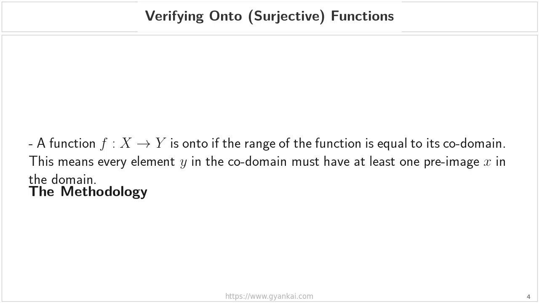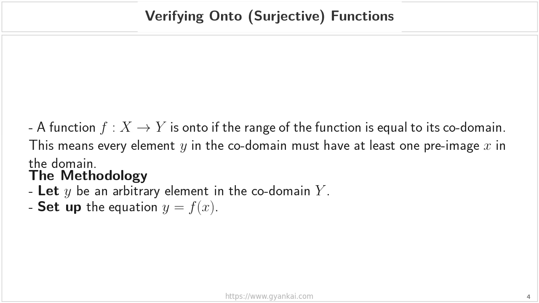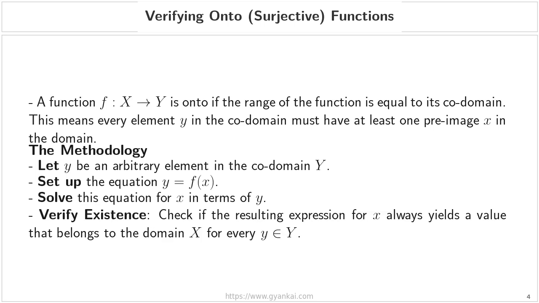To prove this property algebraically, we follow a rigorous methodology. First, we begin by letting y be any arbitrary element within the codomain Y. Second, we set up the fundamental equation, where y equals f of x. Third, we perform algebraic manipulations to solve this equation for x. We want to rearrange the formula to express x in terms of y. Fourth, we must verify the existence of the preimage. This is a critical step where we check if the resulting expression for x always yields a value that actually belongs to the domain X for every possible value of y in the codomain Y.